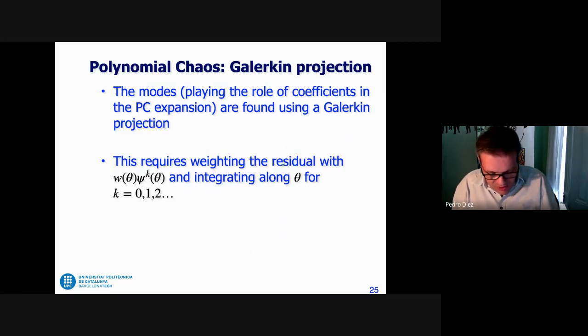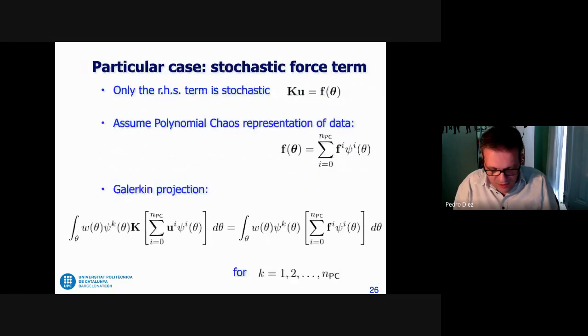So the idea is that you have to weight the residual of your function by this quantity, which is the weighting function, and then you integrate along theta for every k. So this is what we do here in order to compute the solution, and we start with a particular case in which we only account for the stochastic force term. So we take K as a deterministic matrix, and we assume that F is stochastic, so F depends on theta.